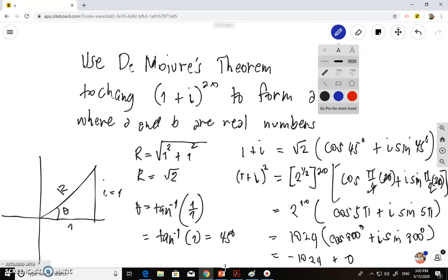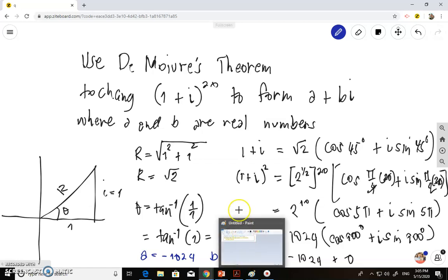The value of A now, so this one will be our final answer. A is equal to -1024 and our B is equal to 0. Okay, you can pause the video so that you can copy and take down notes.